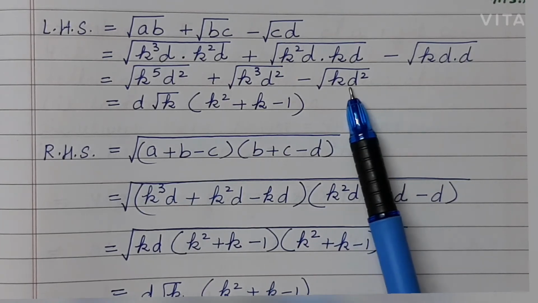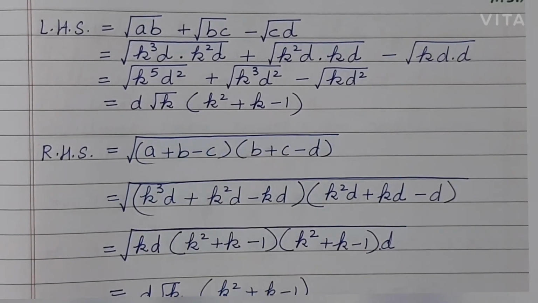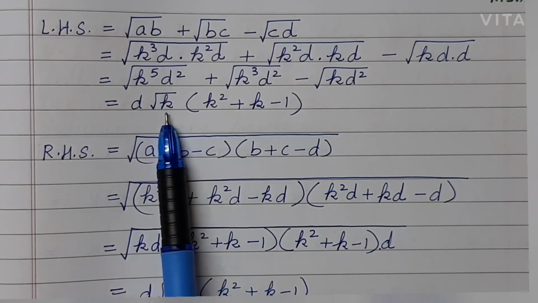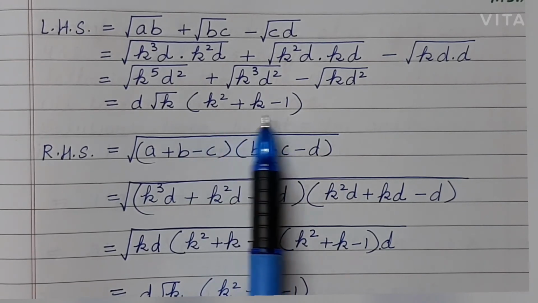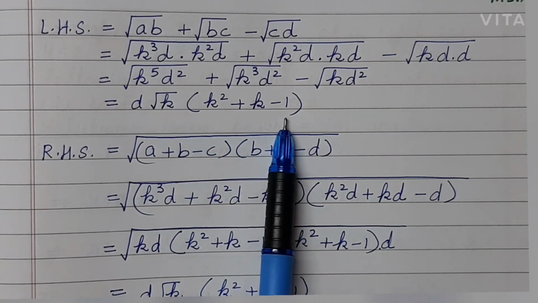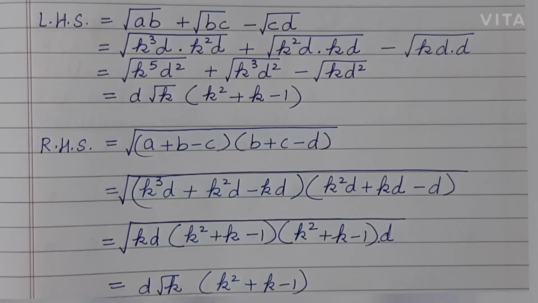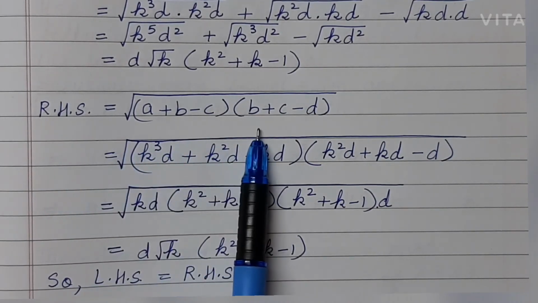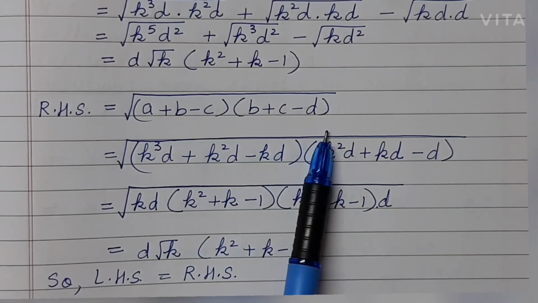Now children, you can see that in all, here dk under the root is common. Clear? So what is left is k square plus k minus 1. Now we'll keep this as it is. Now let us move to RHS. Now in RHS again, we will substitute the values.